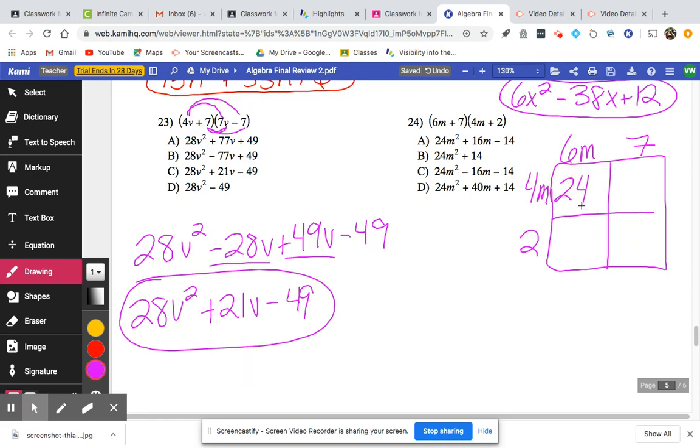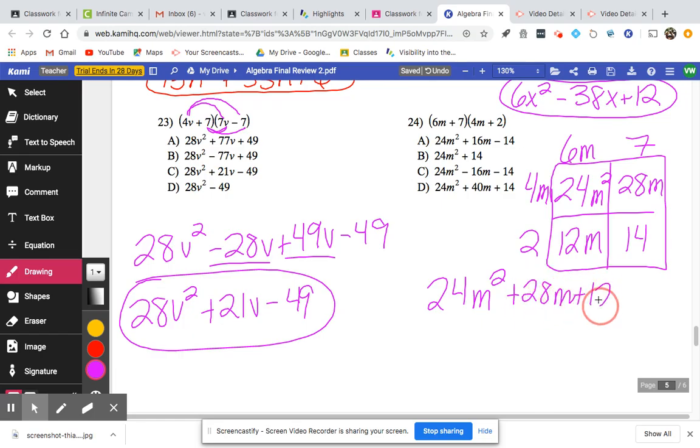24. How many m's when you multiply? 2. So m squared. 4 times 7, 28. I've got an m there. 6m times 2, 12. Don't forget your m. 7 times 2, 14. So we got 24m squared plus 28m plus 12m plus 14.